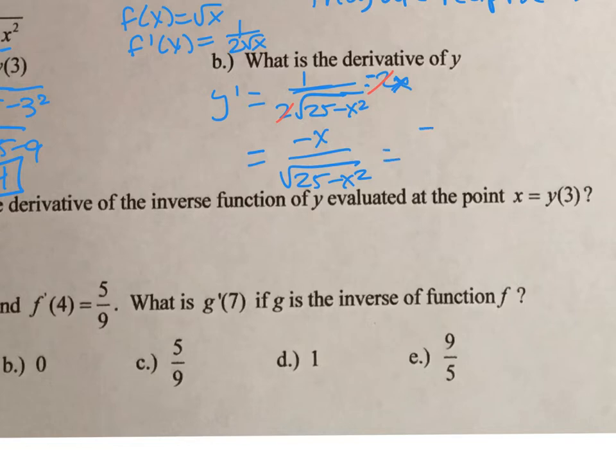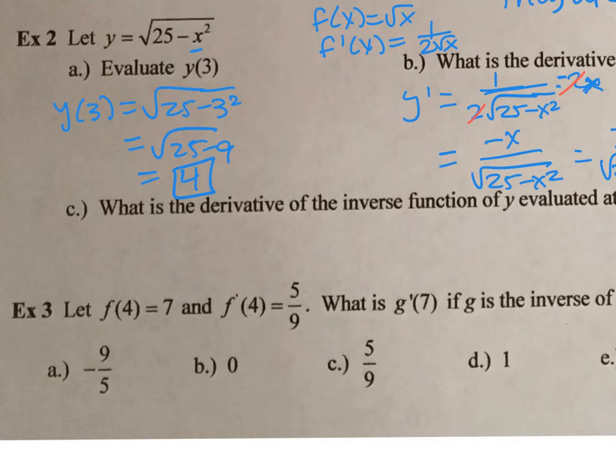So that would be negative 3 over the square root of 25 minus 3 squared, or negative 3 over the square root of 25 minus 9, and 25 minus 9 is 16, and the square root of 16 is 4. Okay, so negative 3/4 is the slope of the original function at the point 3, 4.